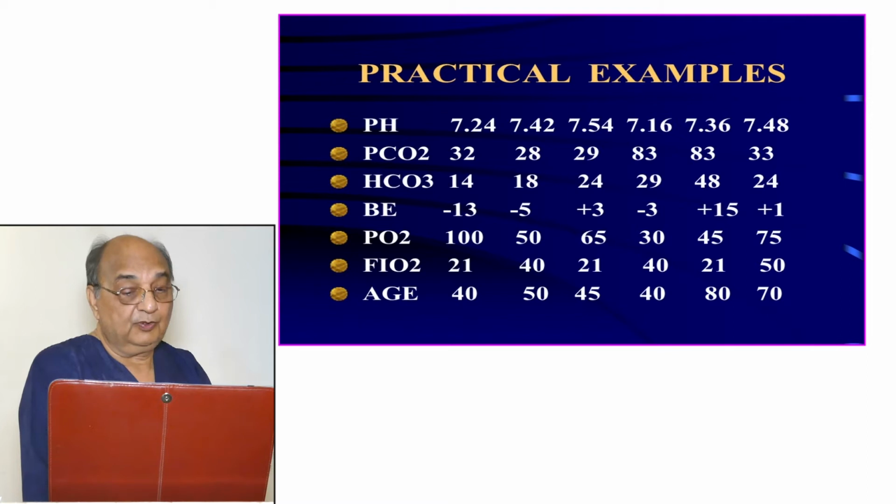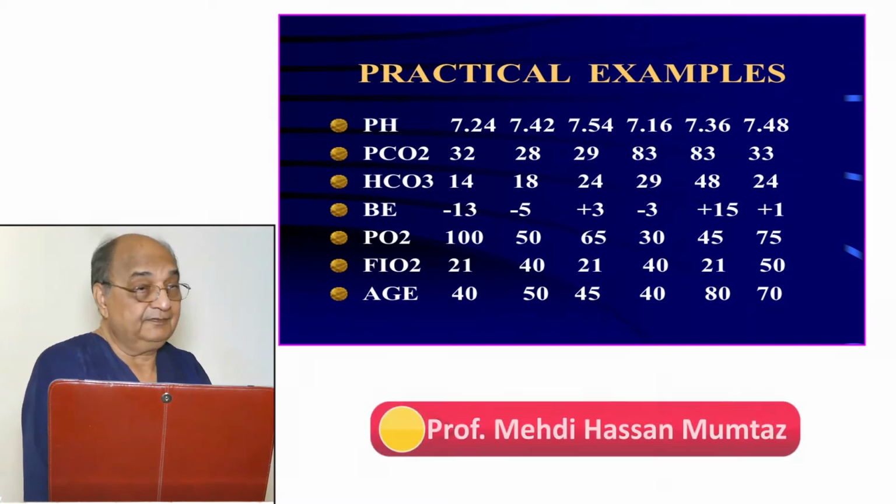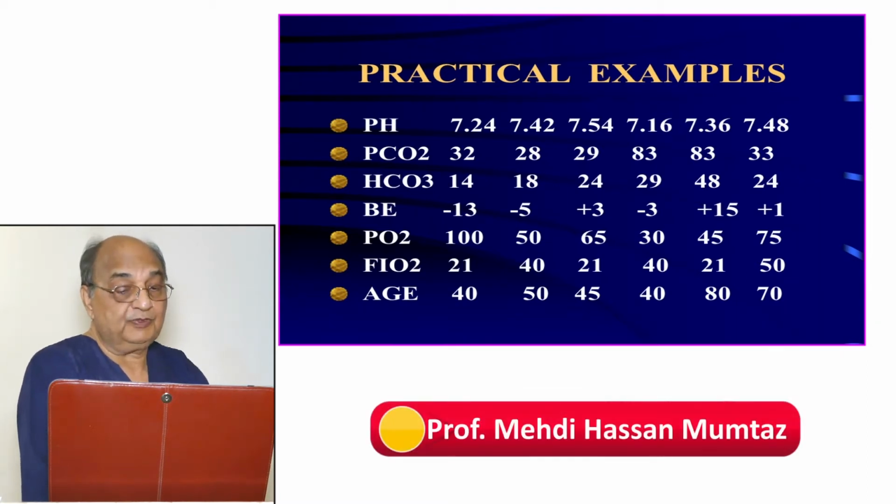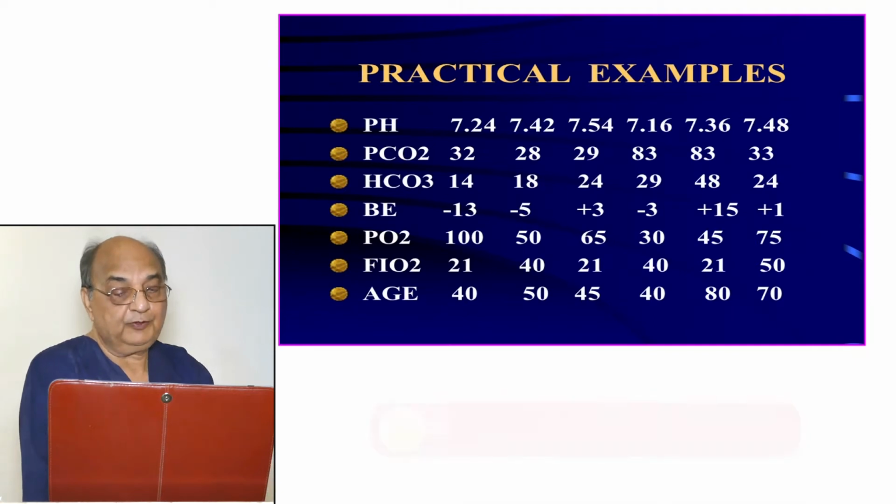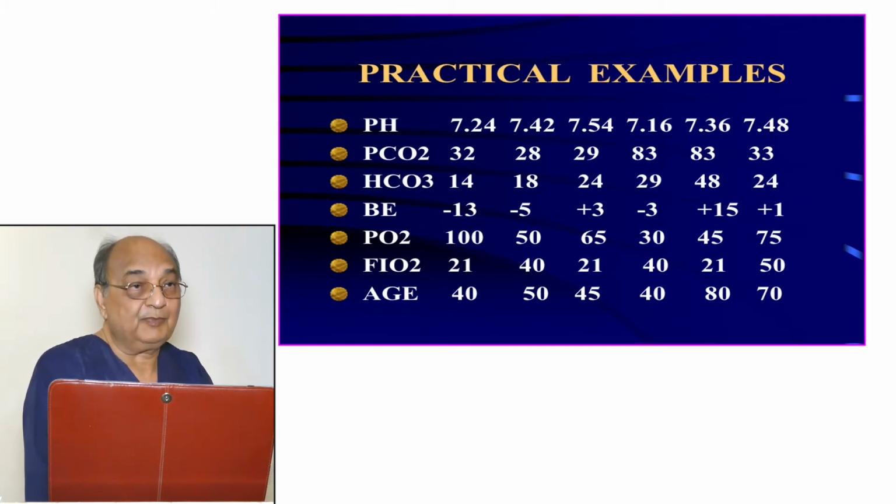Now, then you look at the base excess, it is minus 5. Right. Then you look at the PO2, it is 50. And FiO2 is 40. And age is 50. At age 50, acceptable PO2 should be 80. But it is 50. From 80 to 60 is mild hypoxemia. From 60 to 40, it is moderate hypoxemia. It is moderately hypoxemic.